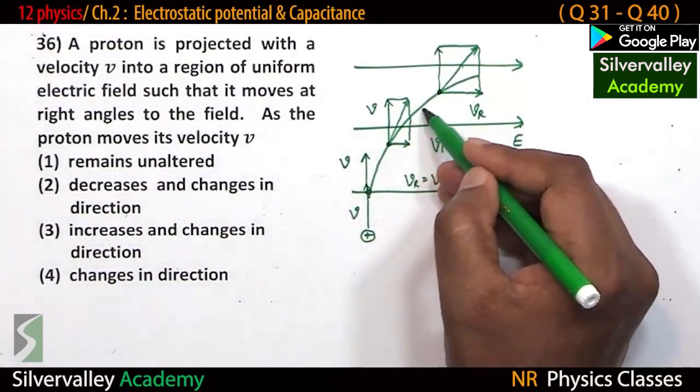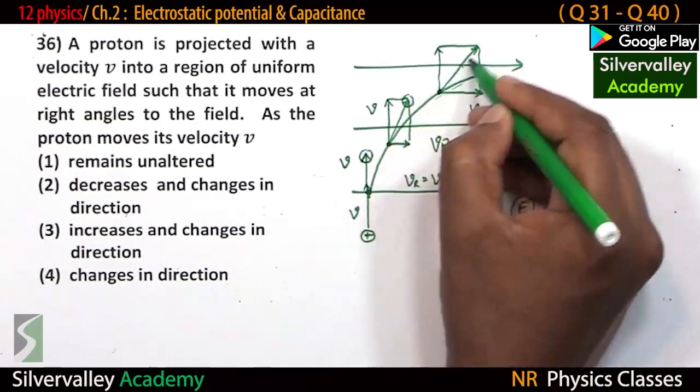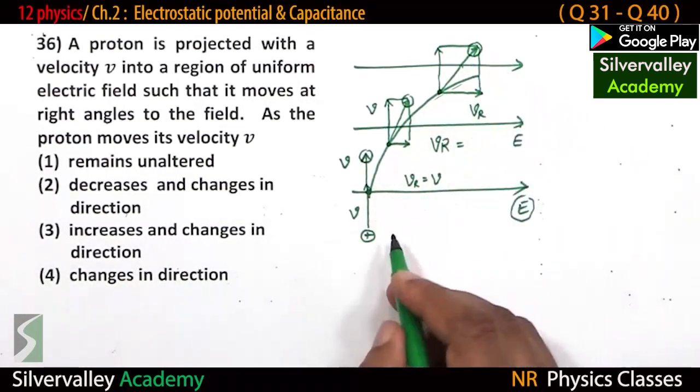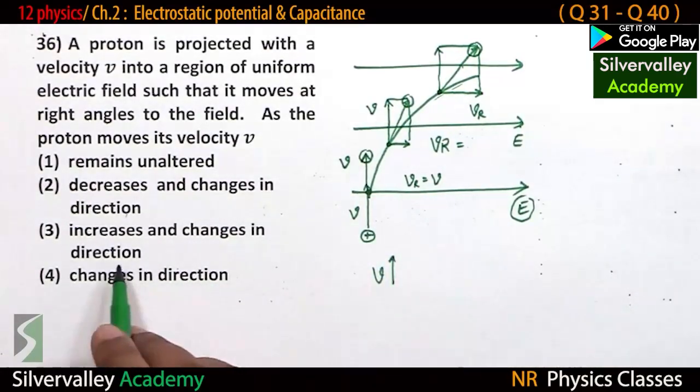And there is a change in the direction of velocity. Observe the direction of the resultant velocity. The direction of the resultant velocity changes with respect to time. So velocity increases, and at the same time, direction changes.